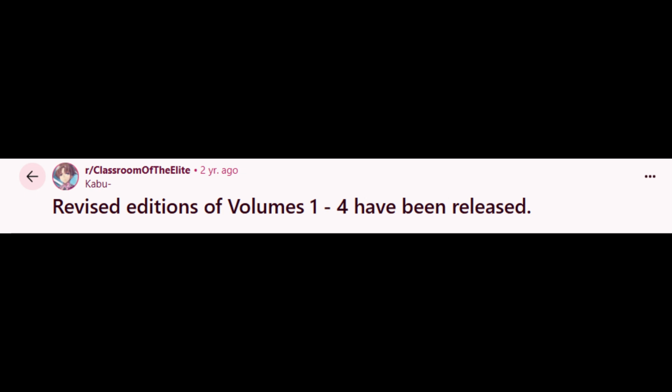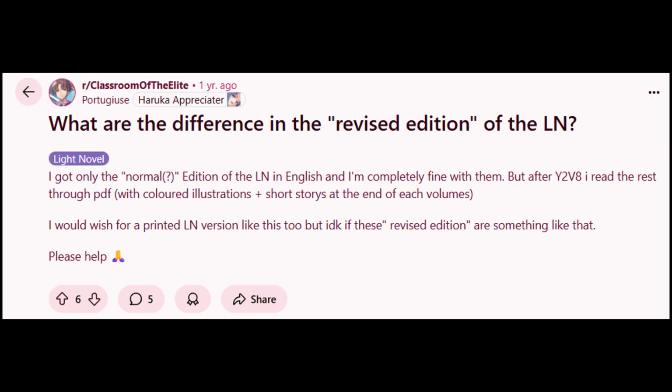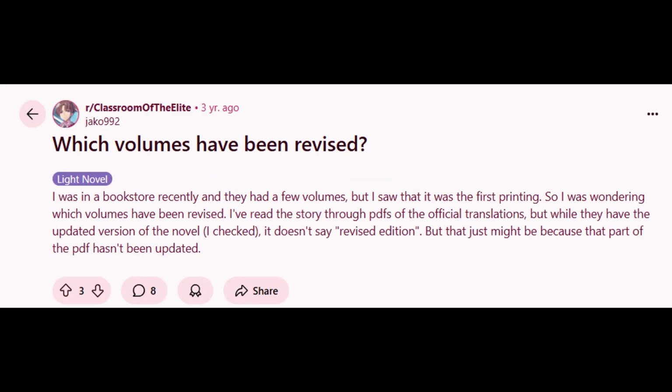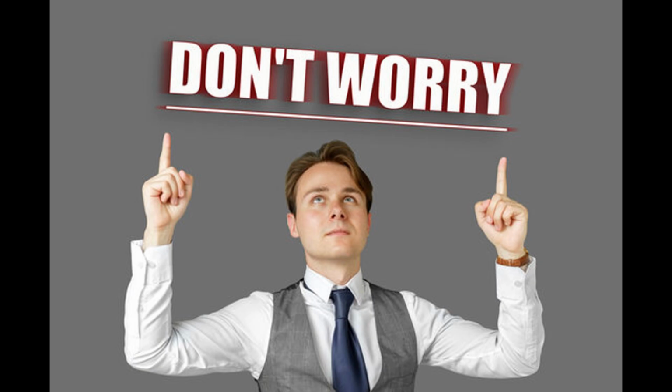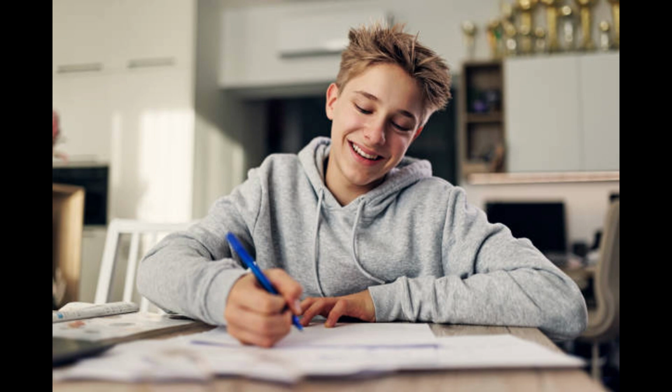So you've heard of these things called revised edition volumes for the light novels of Classroom of the Elite, but you have no idea what they are, or if you do, you don't know which volumes have them, or how to know if your volumes are these editions. Worry not, I was in that same position in the past, so I decided to make an easy to understand guide that will tell you all there is to know about them.